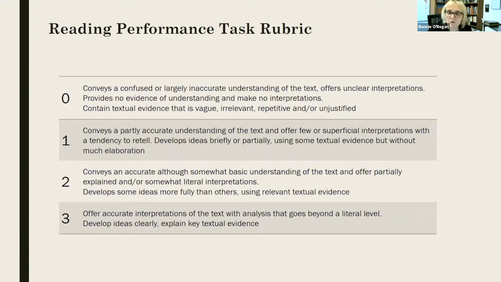0 is an inaccurate, or they just copied, or they've written, I don't know. Or that it's basically a non-answer. A 1 is a literal interpretation. A 2 is they're getting into some interpretation of it. Whereas a 1 is very literal, a 2 has more, they're starting to read between the lines, and a 3 is analytical and explaining how the evidence supports the answer.